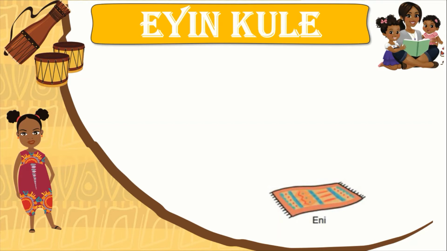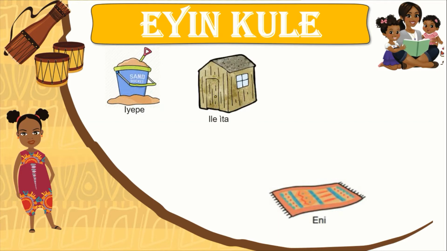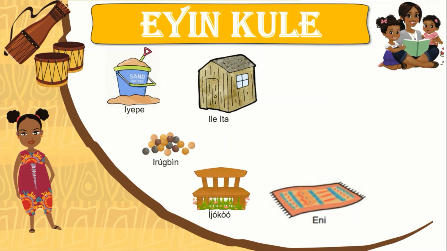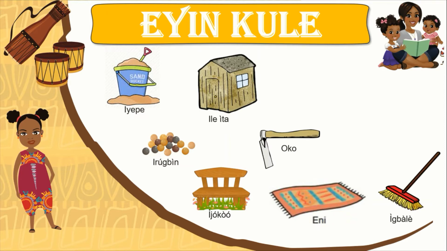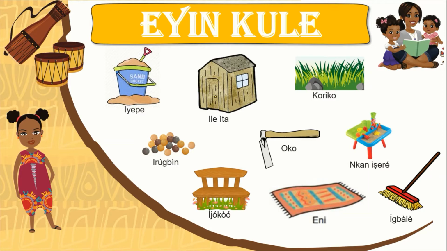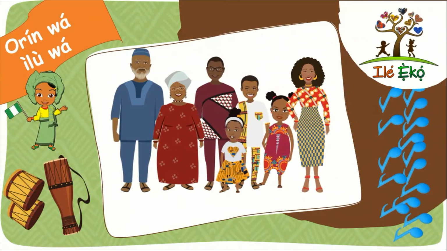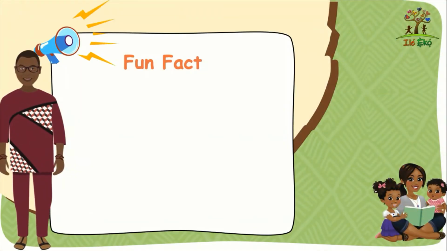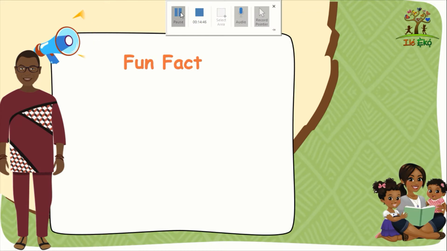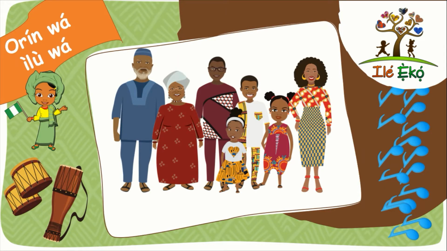Any, a picnic mat. Iyepe, sand. Ileita, shed. Irugbin, seed. Ijoko. Oko. Igbale. Koriko. Nkan isere. Well done. Ekushena, well done. So far, so good.